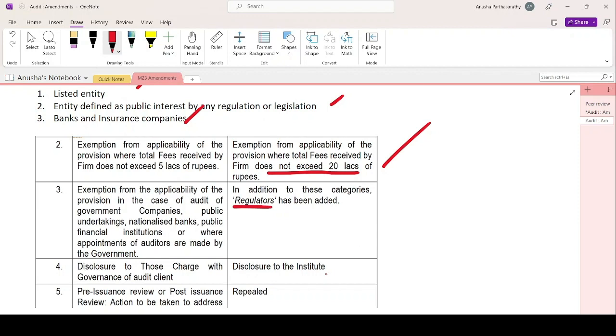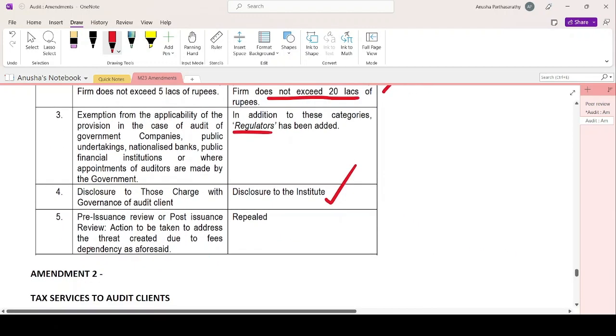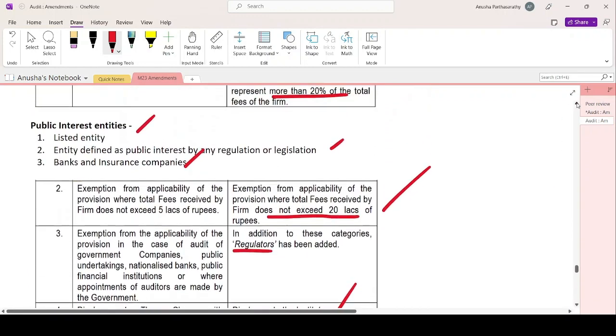Then who has to disclose? I have to disclose it to the institute. Then, this was now repealed: pre-issuance review or post-issuance review. This is now repealed. This is with respect to fees of the client. Let's repeat it once again quickly.